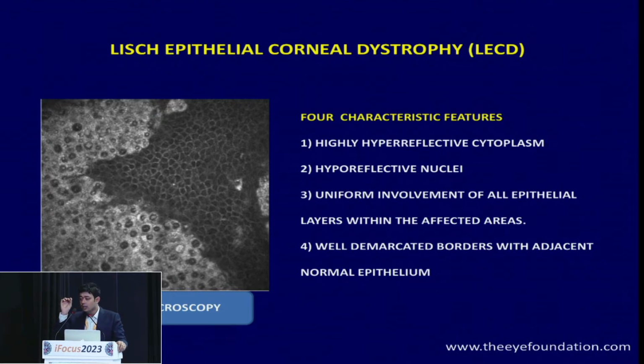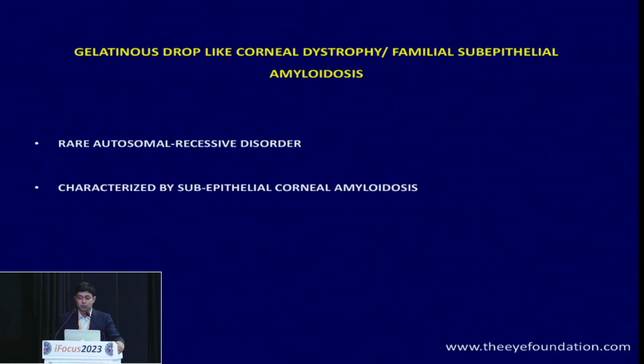Normally you have a hyperreflective nucleus and a hyporeflective cytoplasm, and this is reversed in Reis-Bücklers dystrophy, and this is a typical feature. Again, a significant demarcation between involved and uninvolved areas. The involved areas have a completely different appearance, the uninvolved areas have completely normal looking confocal features, and there is a perfect demarcation line.